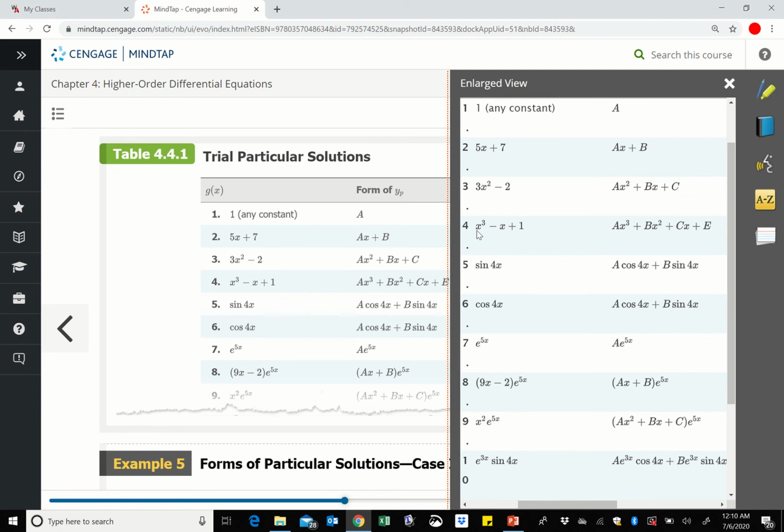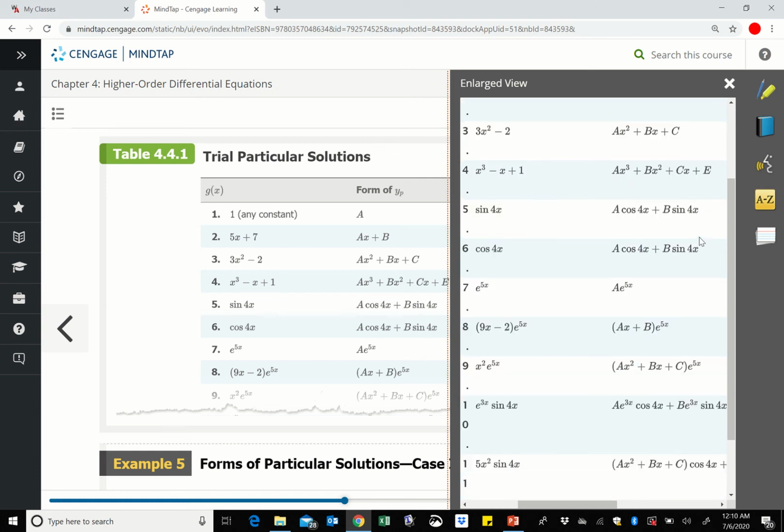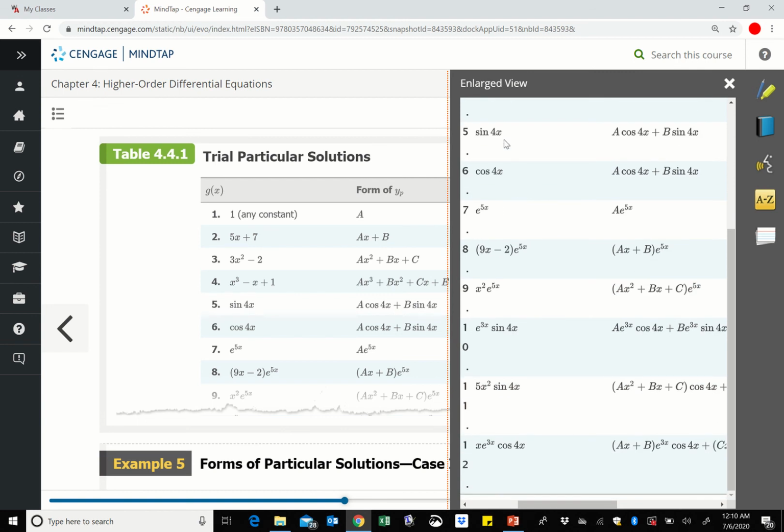Similarly, if you had, let's say, a cubic polynomial, then our proposition for y sub p, the particular solution, would be like ax cubed plus bx squared plus cx plus e. If we had, let's say, g of x like sine of 4x, as we saw in the previous example, we would assume that perhaps we have a particular solution that would have to include both a sine 4x term as well as a cosine 4x term. So our candidate for y sub p in that case would be a cosine 4x plus b sine 4x.